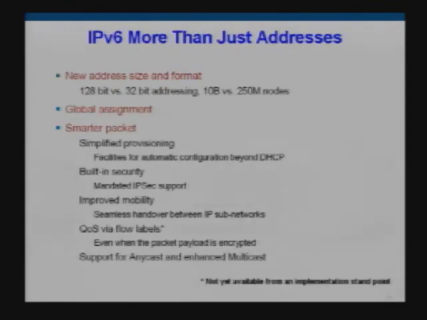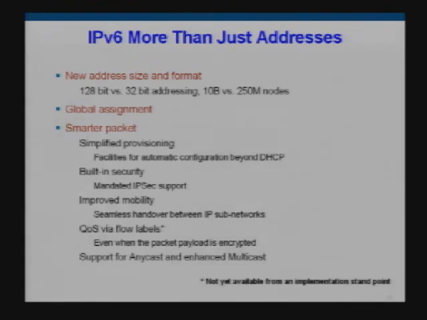So as most of you know, the major difference is the size of the address space. It's 128-bit instead of 32-bit addressing. And it allows global assignment. You don't have to go with private addresses which are overlapping and then go with NAT and all that complicated aspects. And it is called smarter packet because the header format itself is simplified, as you know. Built-in security because IPsec has been mandated with IPv6 as opposed to IPv4, which was not mandatory. And the mobile IPv6 has got some enhancements in the definition.